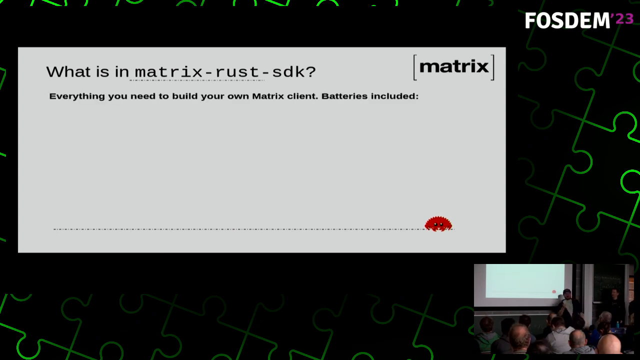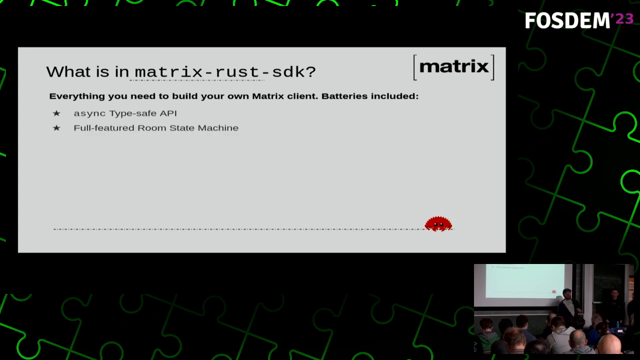The idea is essentially that everything you need to build a Matrix client should be there, batteries included. That specifically means we have an async type-safe API. The requests you do are type-safe. They come back, and we check that the JSON that comes back is what it needs to be.